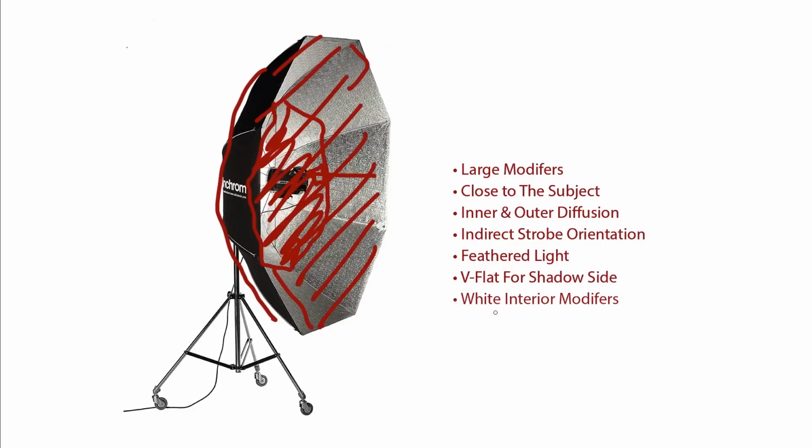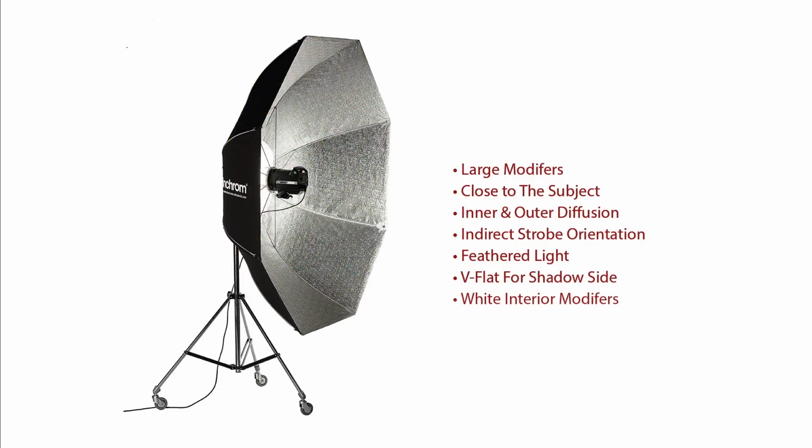And then typically white interior modifiers are going to give you a softer look. Now this Elinchrom is a silver interior modifier. However, it still gives you a really beautiful soft look. So that's not always the case, but it's a general rule of thumb. If you're looking at modifiers, and perhaps if they're not indirect, ideally you're going to want to look for a white interior modifier to give you a softer light, as well as a warmer toned light. A silver interior is going to give you a little bit of a colder tone light.